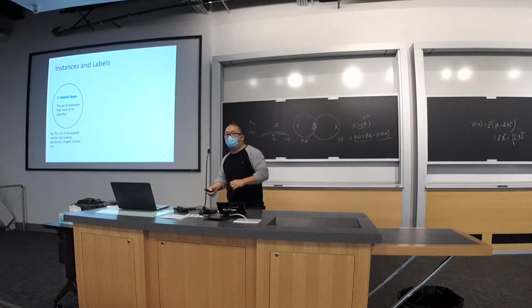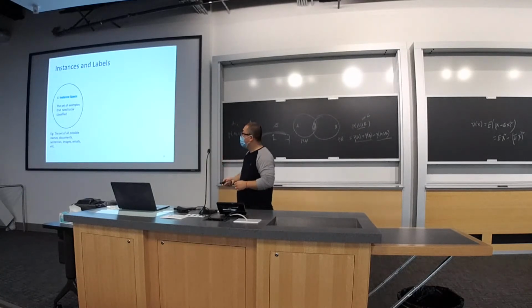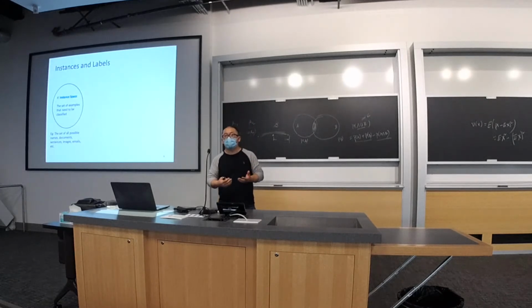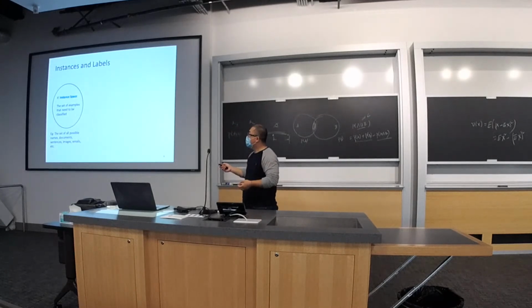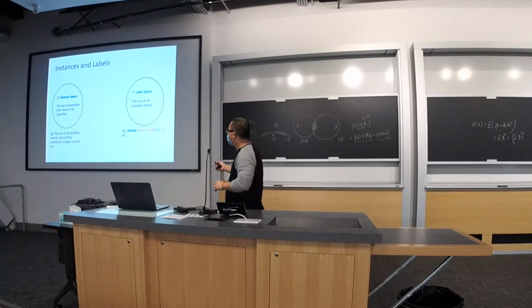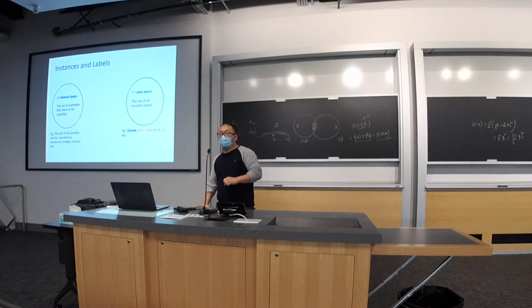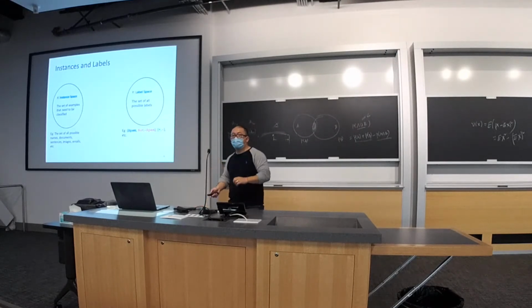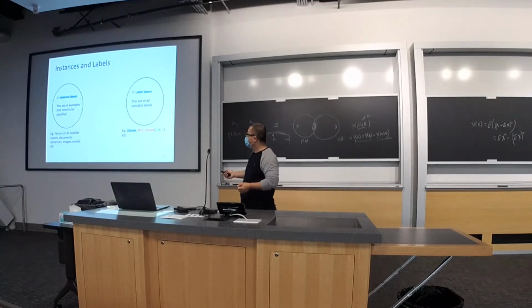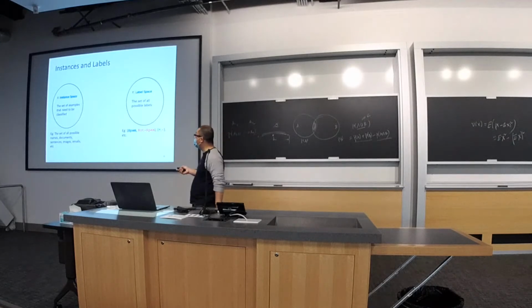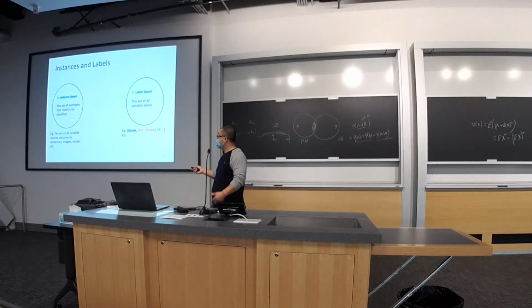So in general, whenever we are doing some machine learning tasks, we always need to properly define a so-called instance space, which consists of the set of examples that need to be classified, that need to be predicted. And then we need to define the label space, which means all possible labels those instances can be classified to.